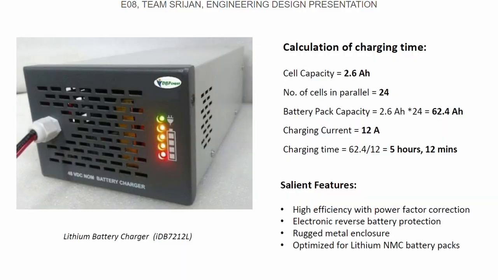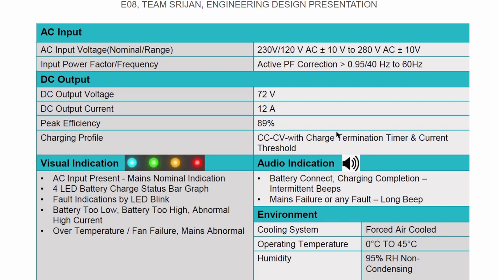The current charger that we use has a charging current of 12 amperes, and the total charging time it takes to fully charge a vehicle is 5 hours and 12 minutes. Next, we have the stable. The AC input supply it takes is 230 volt to 120 volt AC, and the DC output it gives is 72 volts and 12 ampere current, and it has an efficiency of up to 90%, and it charges on constant current, constant voltage with charge termination timer and current threshold. It also has visual indicators of LEDs and also an audio indicator as well.